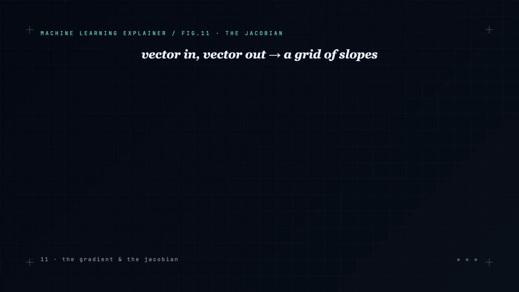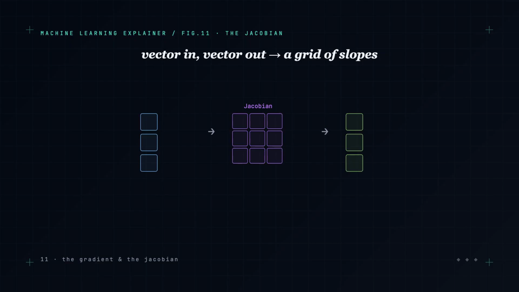Now generalize once more. A neural network layer doesn't output one number, it outputs a whole vector. So we need the slope of every output with respect to every input. Arrange them in a grid, one row per output, one column per input. That grid of partial derivatives is the Jacobian. It's the gradient's big sibling, the complete map of how a vector-valued function responds to its inputs.